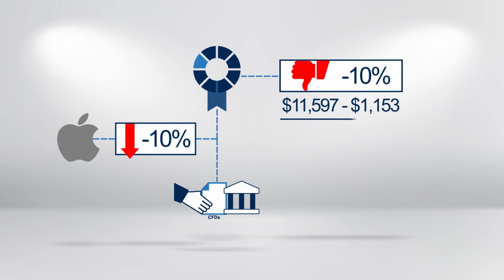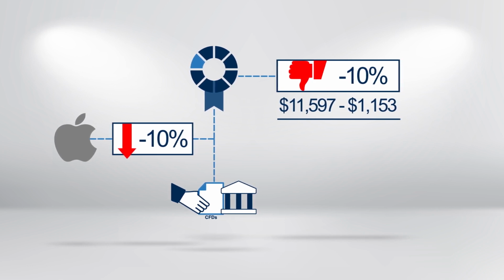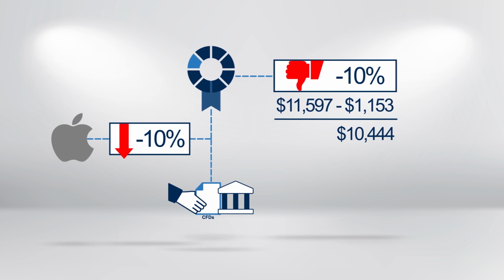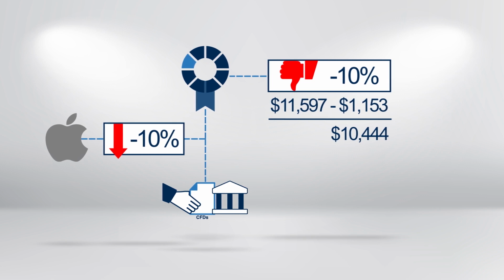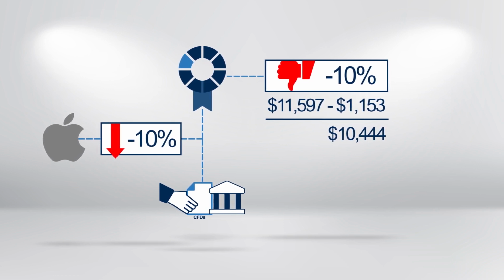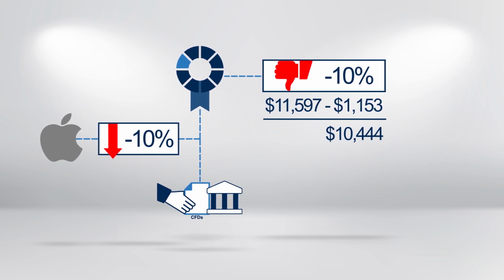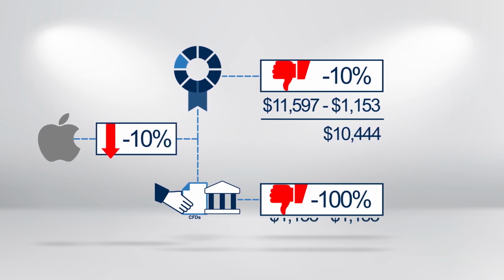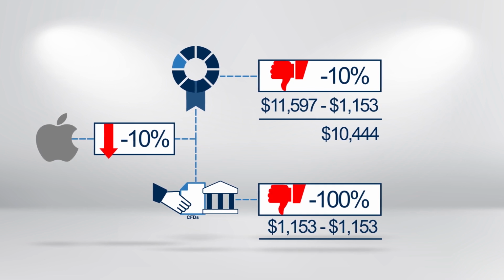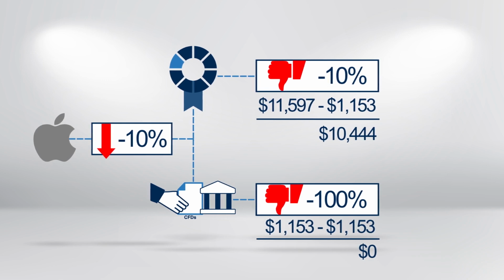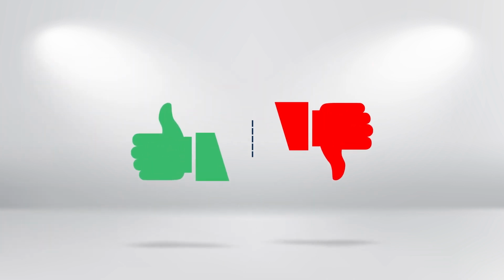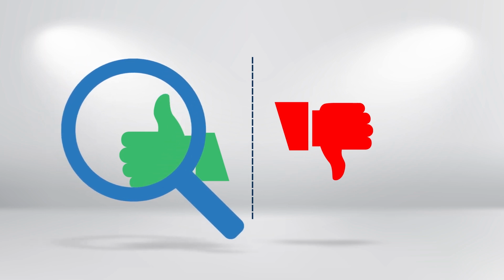The equity cash position will fall in value by $1,153. This would result in the cash value of the shares being $10,444. This is a reduction or loss of 10% from the original investment. The CFD position would also lose $1,153, but this would virtually wipe out the initial margin. The CFD trader would be looking at a 100% loss of capital invested. It's very important to understand that CFD trading magnifies both profits and losses.